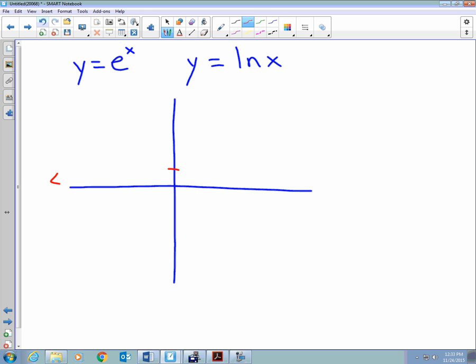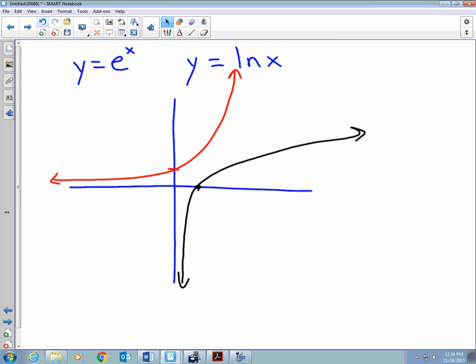Y equals e to the x, the graph looks like that. Y equals natural log of x is actually the inverse of that. And what that means is if this passes through 0, 1, then this should pass through 1, 0. If this has a horizontal asymptote of the x-axis, then this will have a vertical asymptote of the y-axis. And if you were to graph them, you'll see that one is simply reflected over the line y equals x. They're very, very closely related. That's part of the beauty of mathematics, the connectivity all the way around.